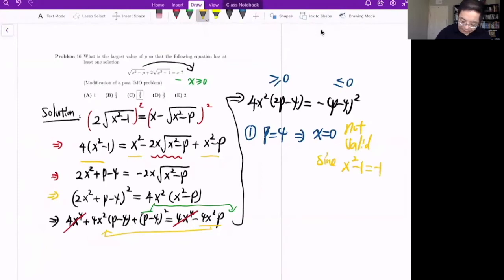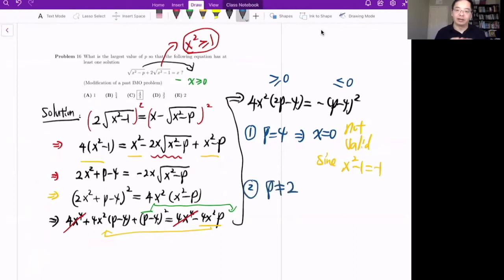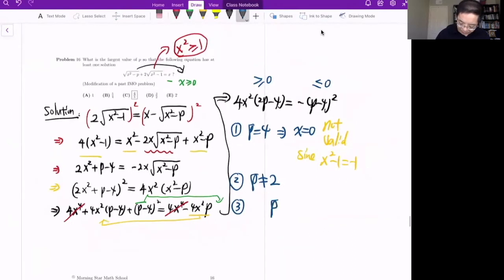So this is not valid, because if we look at this one again, this tells us x squared has to be bigger than or equal to 1, right? So we get rid of this. Now we must have p. Of course, p cannot be 2, otherwise the left-hand side will be 0. So combining this, I must have p less than 2.